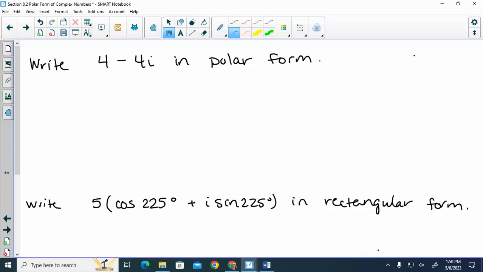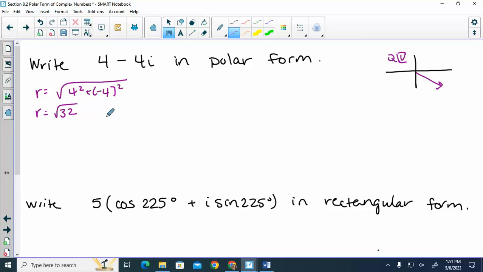Did you guys graph this to figure out your quadrant? What quadrant did it end in? 4, because you went over 4 and down 4. So we know we're in quadrant 4. Alright, r is the square root of x squared plus y squared. We don't need decimals though, we can keep it in terms of radicals. 16 plus 16 is 32. What can you break 32 into? So r is 4 radical 2. I prefer that over the decimal answer, just more exact.